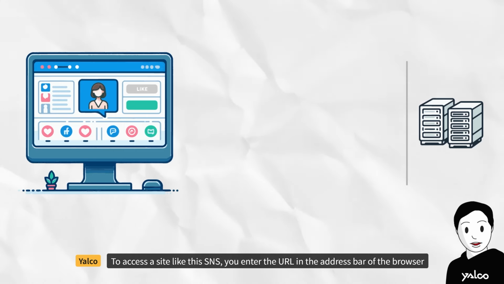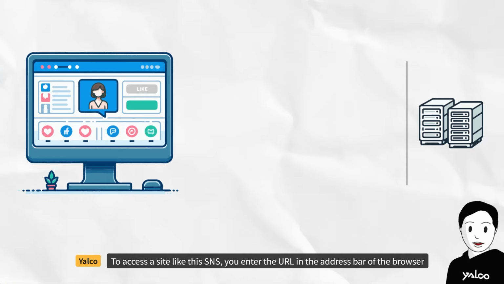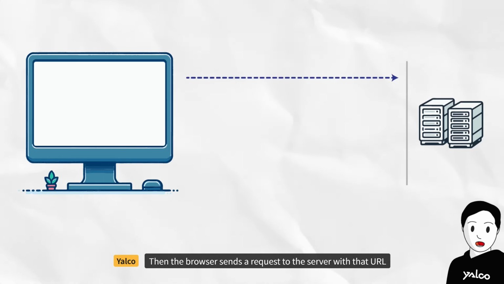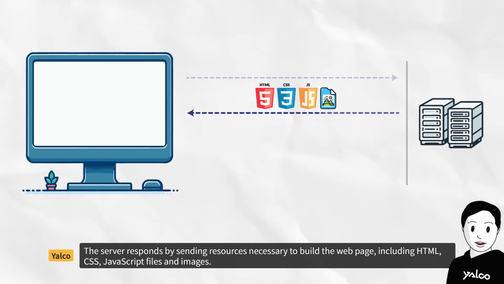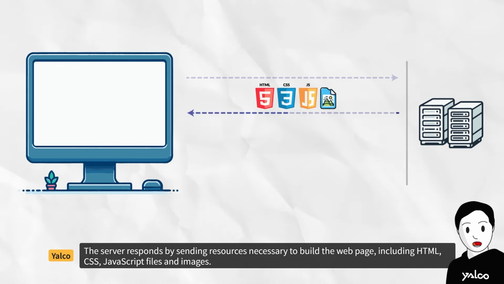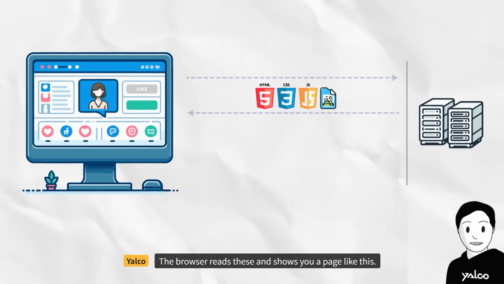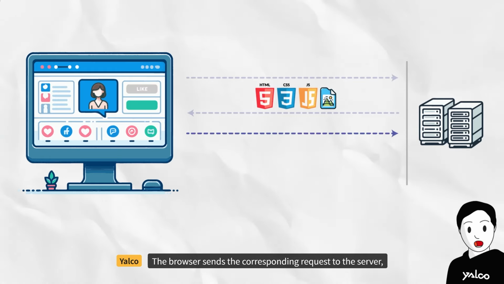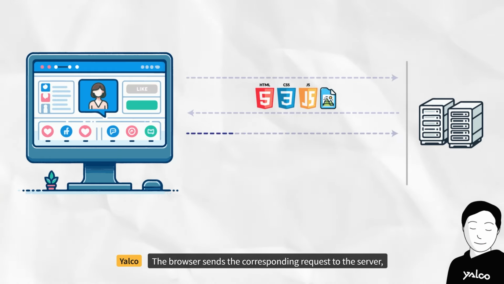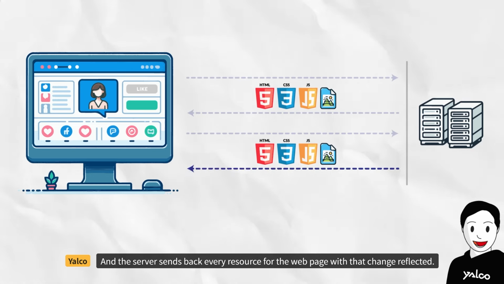To access a site like this SNS, you enter the URL in the address bar of the browser. Then, the browser sends a request to the server with that URL. The server responds by sending resources necessary to build the web page, including HTML, CSS, JavaScript files, and images. The browser reads these and shows you a page like this. If you click the like button on a post, the browser sends the corresponding request to the server, and the server sends back every resource for the web page with that change reflected.